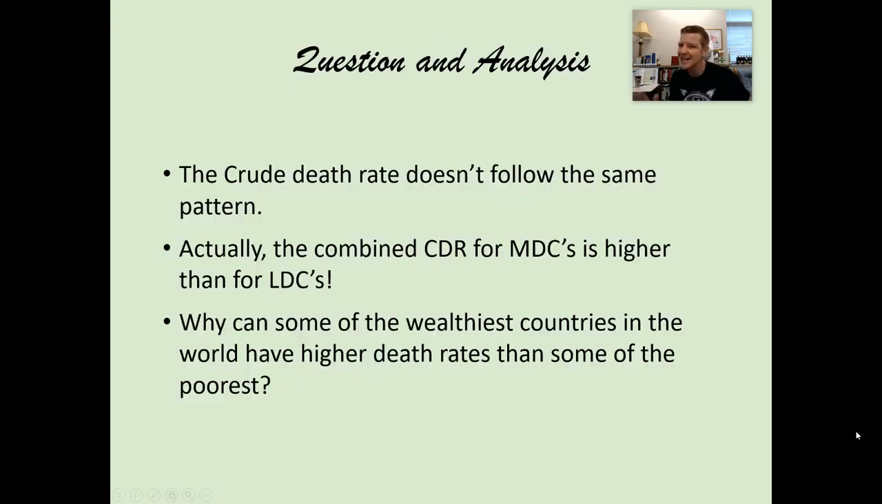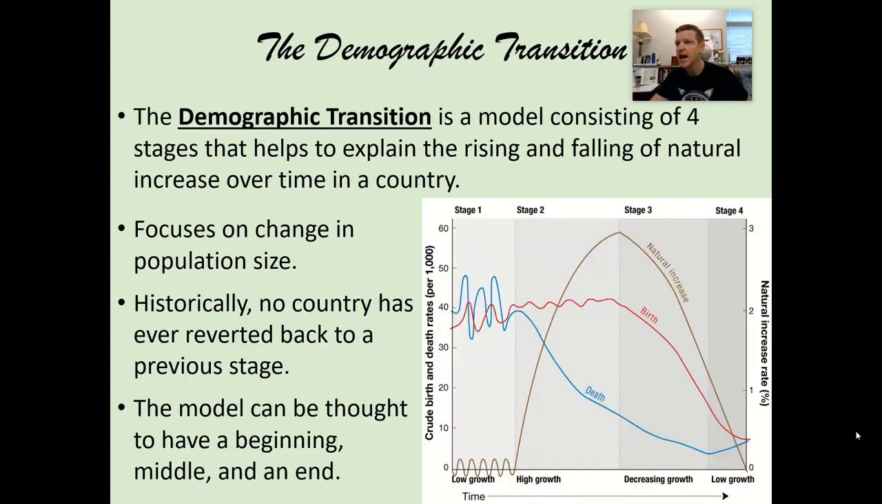So let's get into what some of those reasons are for the death rate not following the same pattern as the birth rate, as the natural increase rate, as the total fertility rate. And the answer, we have to start off with this thing called the demographic transition. Now, what is the demographic transition?